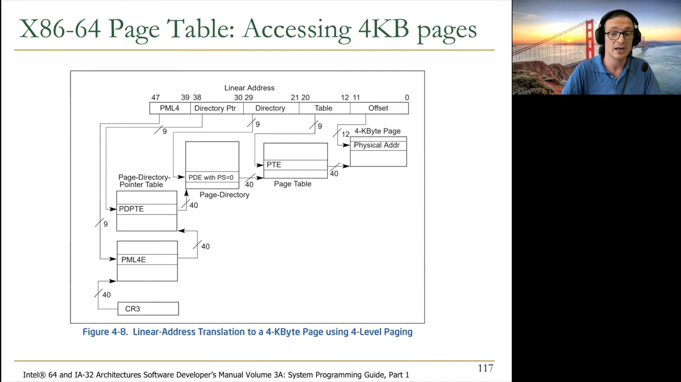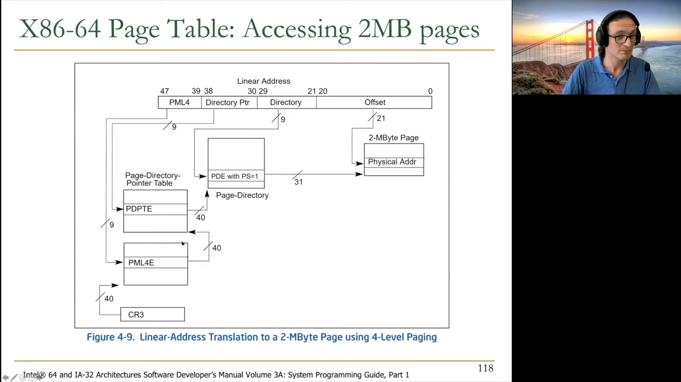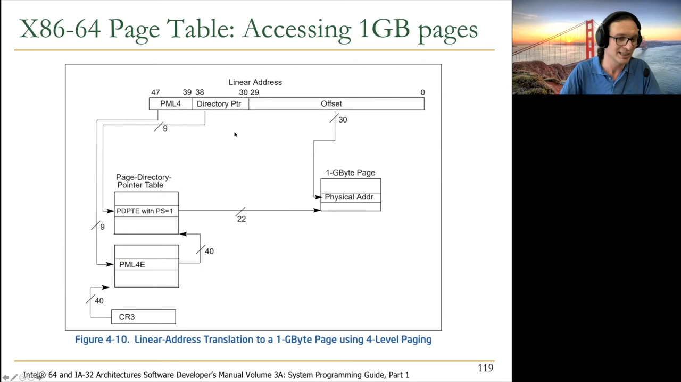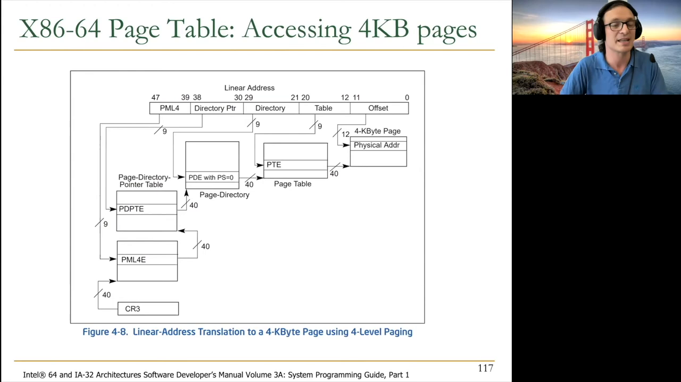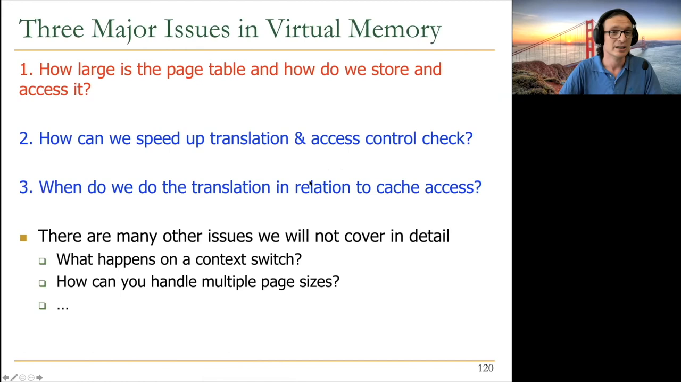This is four-level paging for 4 kilobyte pages, I should say. This is four-level paging for 2 megabyte pages. And this is four-level paging for 1 gigabyte page. So clearly for 1 gigabyte page, you actually don't have four levels, right? You have two levels over here. And you have three levels for 2 megabyte pages, but four-level paging is the name of the paging mechanism that they use. That's why it's called four-level paging. The maximum levels is four with the smallest page size. Okay, so that's how large the page table is and how complicated it gets, basically.